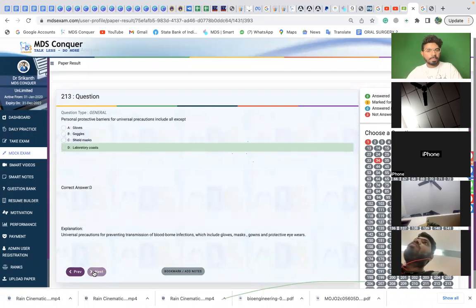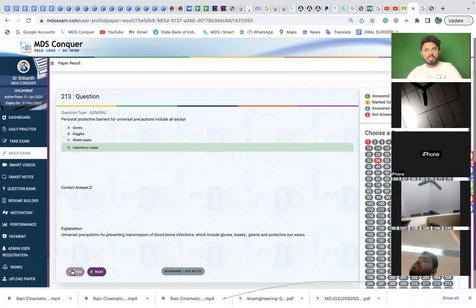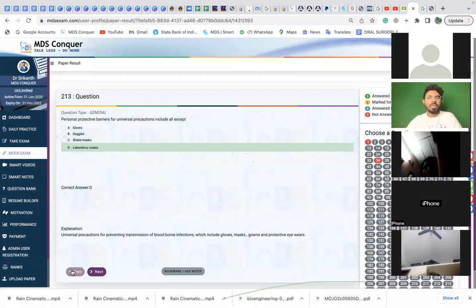This is easy. I'm not including this, but this is more of a common sense question. How many of you made it right? This is a common sense question. Means basing upon the options, you can go with the right answer. Gloves, you use glasses, you use shield mask, you use, but laboratory coats are not required for the universal precautions. Okay, they are used in laboratory.